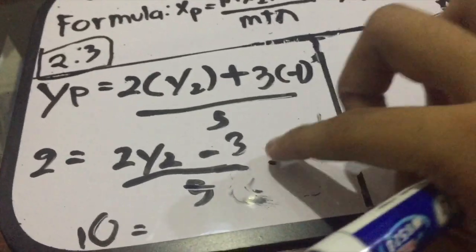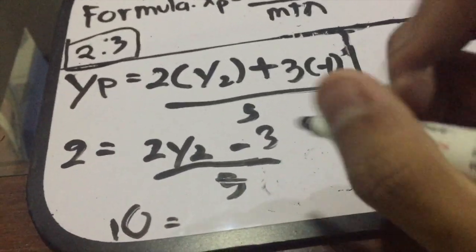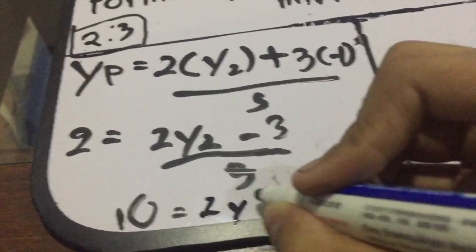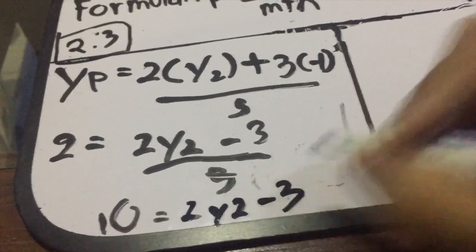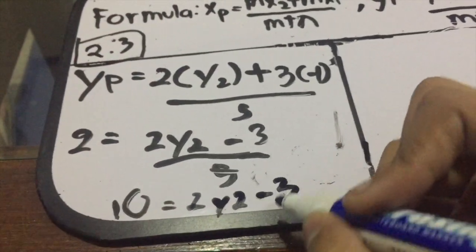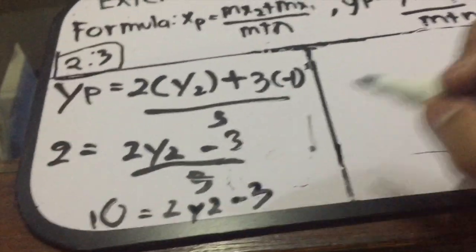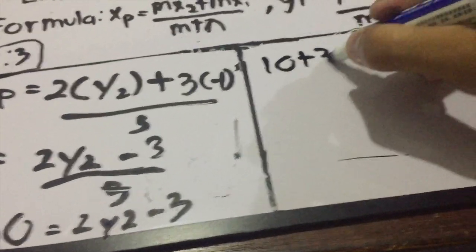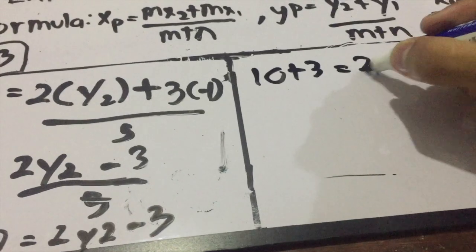Let me just erase this. So it will be just 2y sub 2 minus 3. Then we will continue from the other side. So we'll just transpose 3 to the other side, which makes it 10 plus 3 is equal to 2y sub 2.